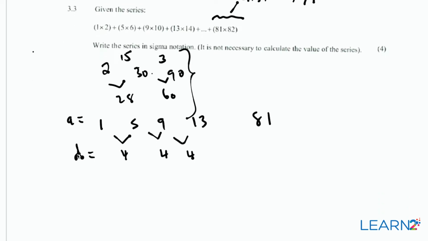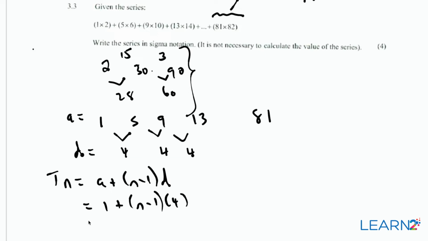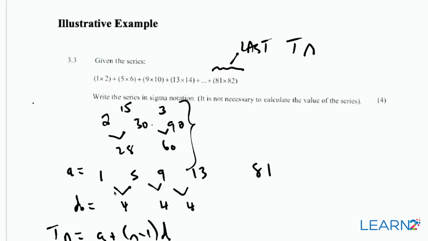So what we could do is work out what Tn of this is. It's A plus n minus 1 times D. The A is 1, plus, we don't know n, but we know that D is 4. So if we distribute, we get 1 plus 4n minus 4. So Tn of this first sequence, if we collect like terms, is 4n, and 1 minus 4 is minus 3. So Tn of the first sequence is 4n minus 3.